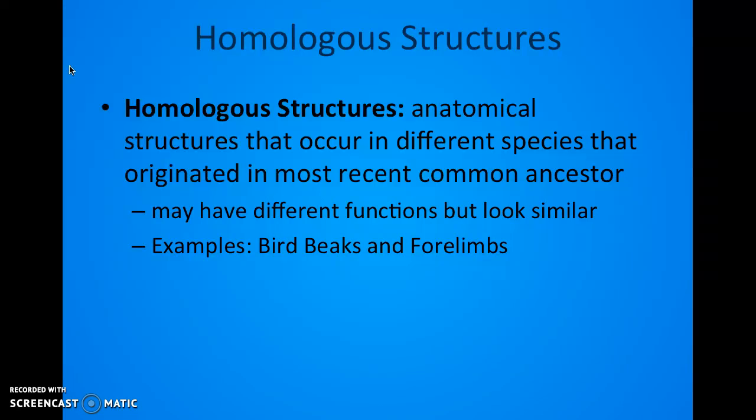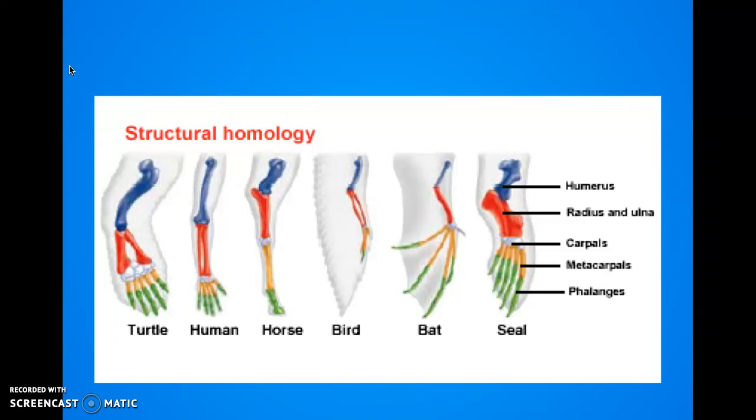One example here is bird beaks. Bird beaks have many different functions, but they also can look very similar. Some birds are more hunters and would use it to kill prey, whereas some birds use it to eat seeds. So that would be a homologous structure. On the next slide, we'll talk about forelimbs. This is the structure of homology of forelimbs in different organisms.